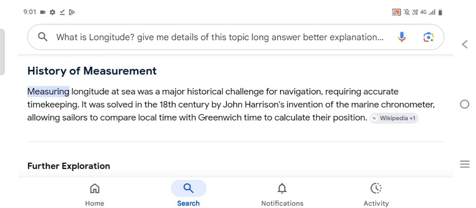History of measurement. Measuring longitude at sea was a major historical challenge for navigation, requiring accurate timekeeping. It was solved in the 18th century by John Harrison's invention of the marine chronometer, allowing sailors to compare local time with Greenwich time to calculate their position.